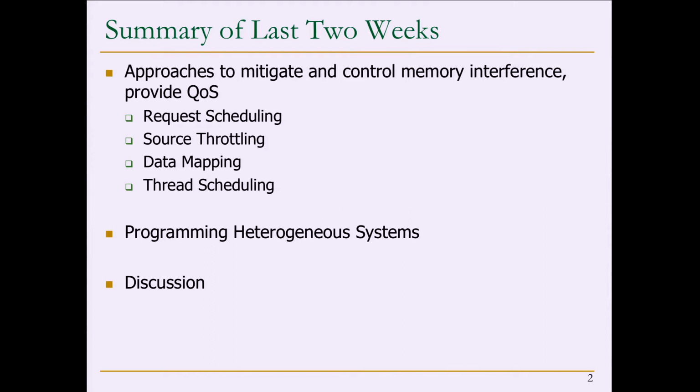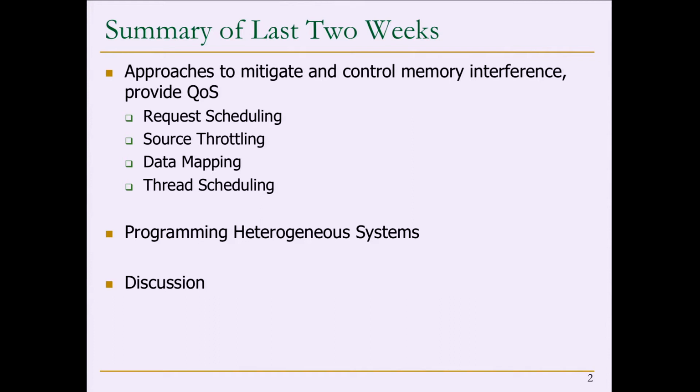But let's do a summary of the last 2 weeks. We've covered a lot about memory interference and memory control, providing quality of service. How do you mitigate and control memory interference? And we looked at different approaches. These are all very fundamental approaches. You could apply them in any part of the system. We've focused on a specific part of the system, which is the main memory system, if you remember. But we've also given some examples from the higher level side, like how to do virtual machine scheduling, taking into account some of that interference that's happening in the nodes. So hopefully this is useful for you, regardless of which route you take in the future.